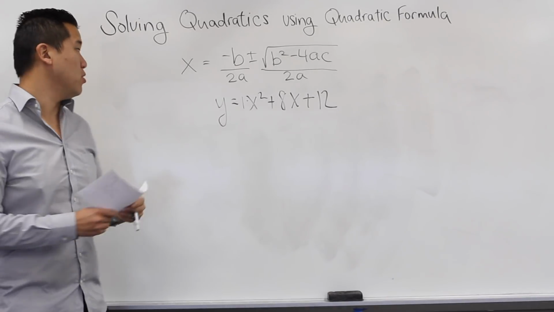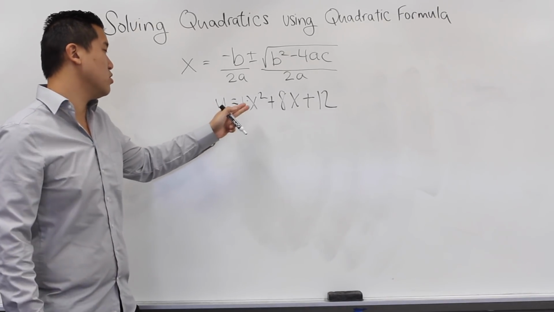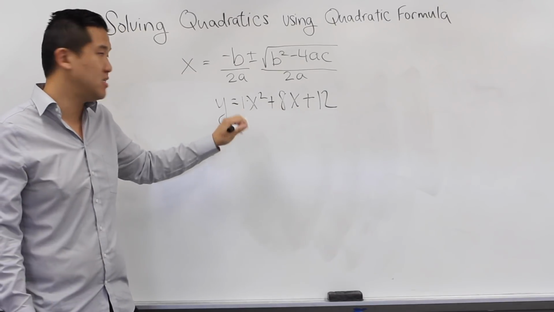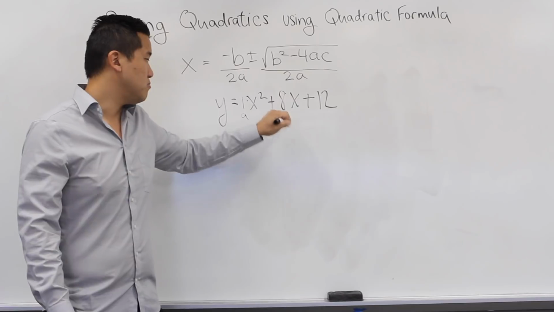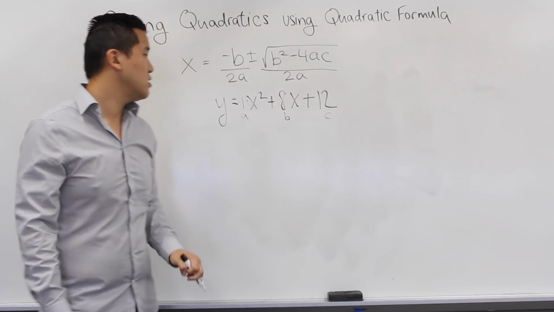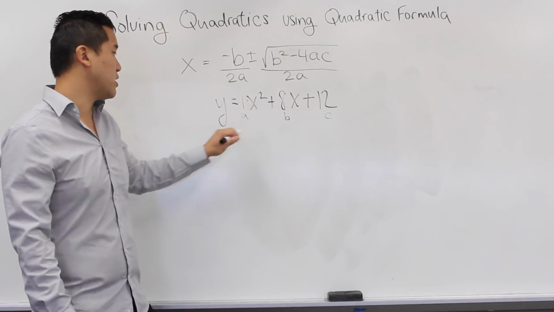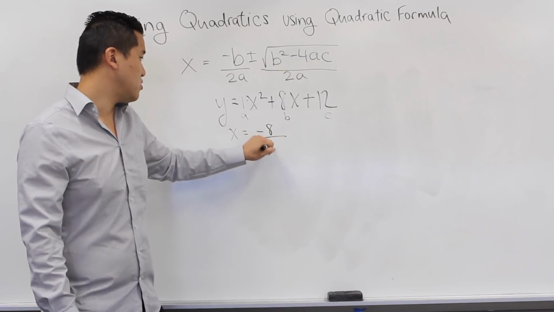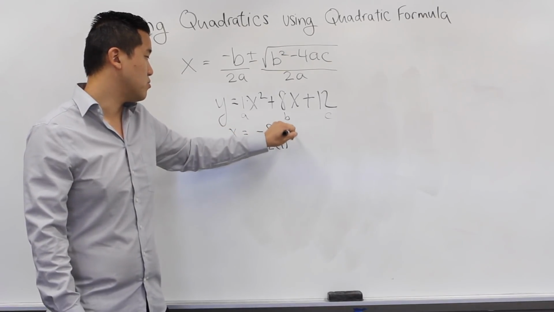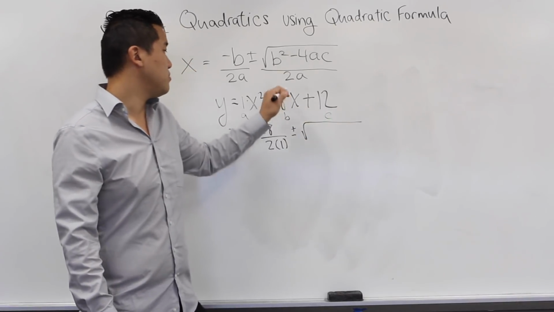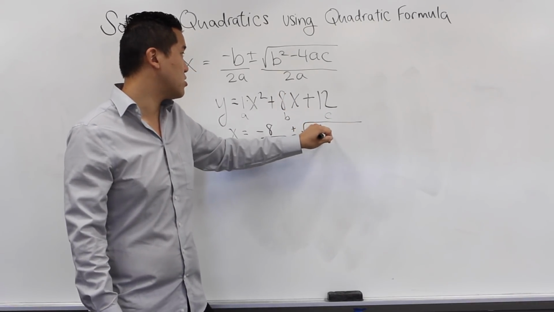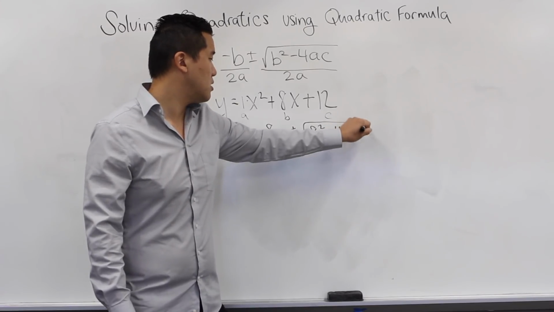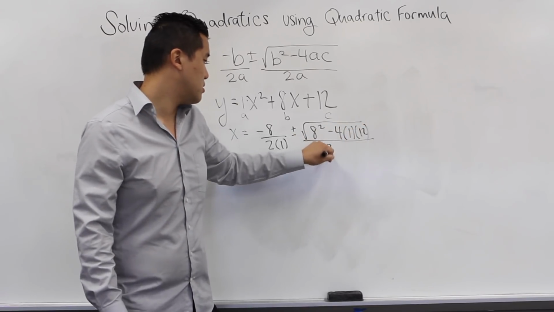Alright, your first example. Here's your equation, y equals x squared plus 8x plus 12. I put that 1 there so you know what a is. A is 1, b is 8, 12 is c. So now you just plug it in. So you have x equals negative b over 2a plus or minus the square root of b squared minus 4ac, all over 2a. I'm going to write everything out so I can show my work.